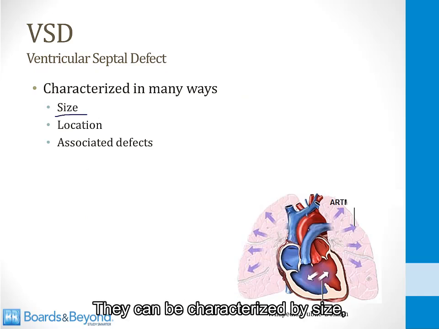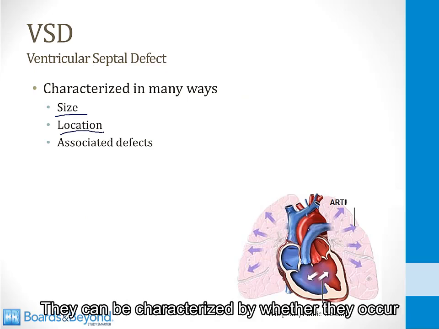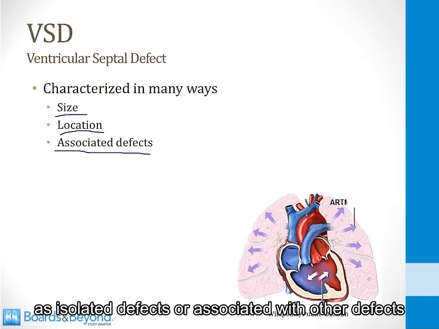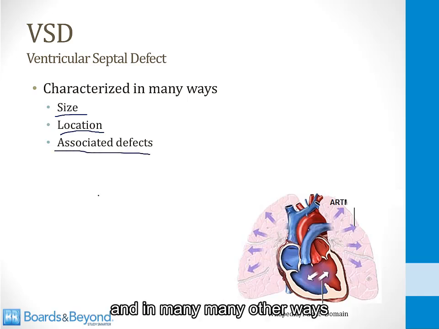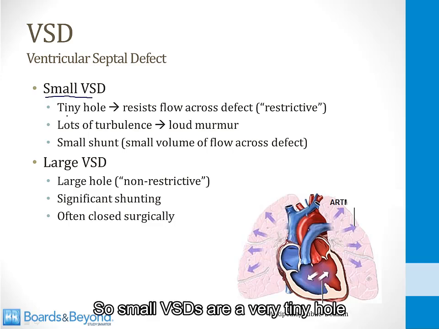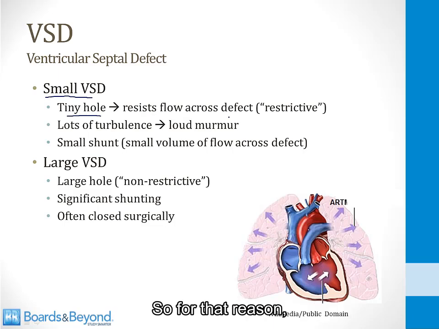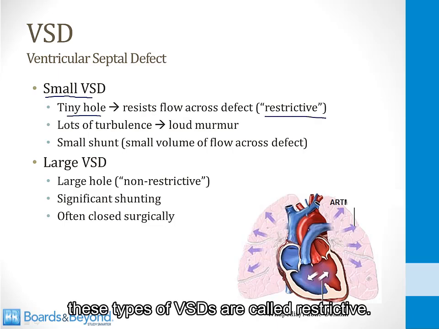There are many ways to characterize ventricular septal defects. They can be characterized by size, by their location in the ventricular septum. They can be characterized by whether they occur as isolated defects or associated with other defects, and in many, many other ways that you can read in your textbooks. One of the ways to classify them is by size. So small VSDs are a very tiny hole, and this restricts flow across the defect. So for that reason, these types of VSDs are called restrictive.